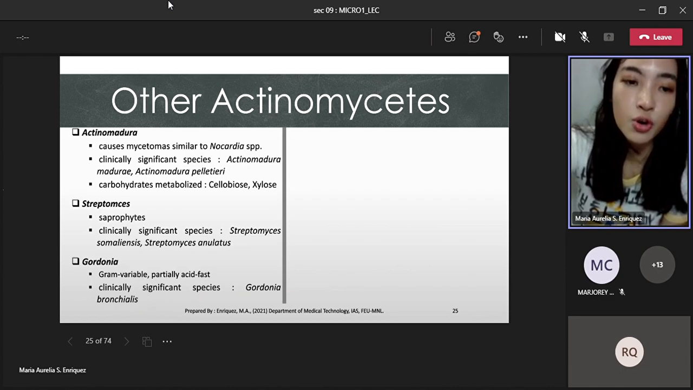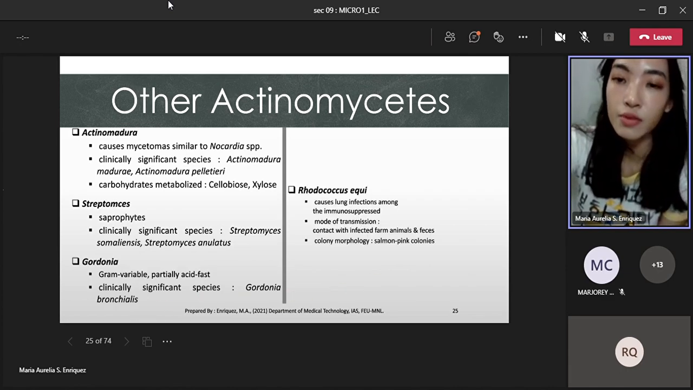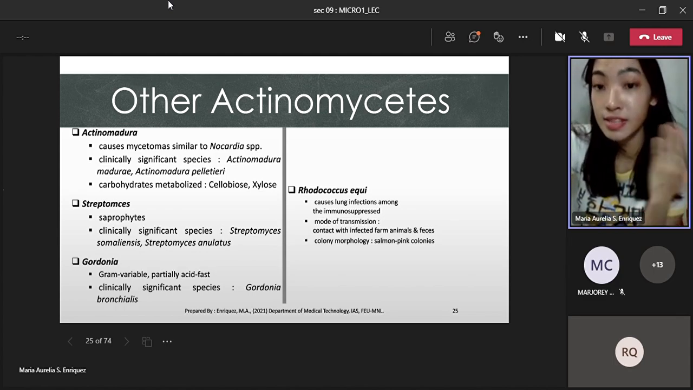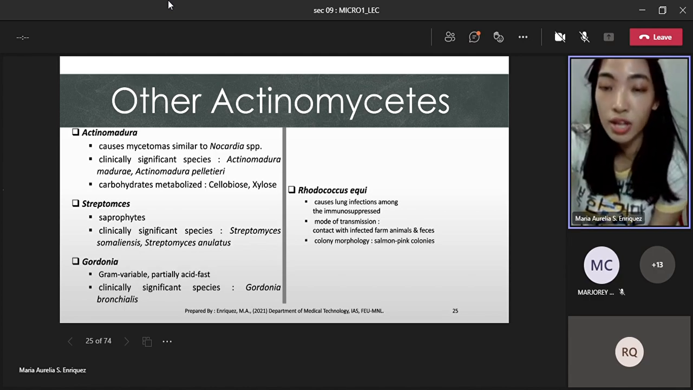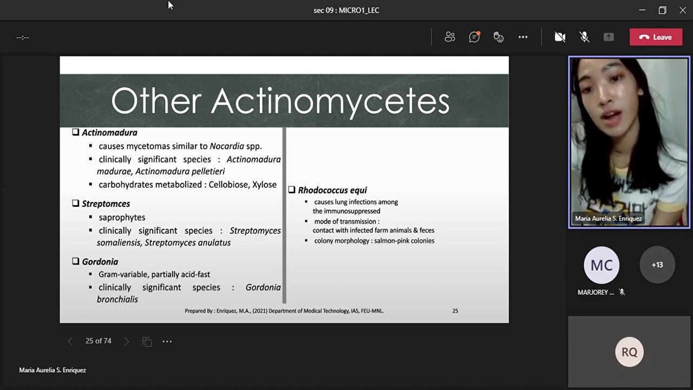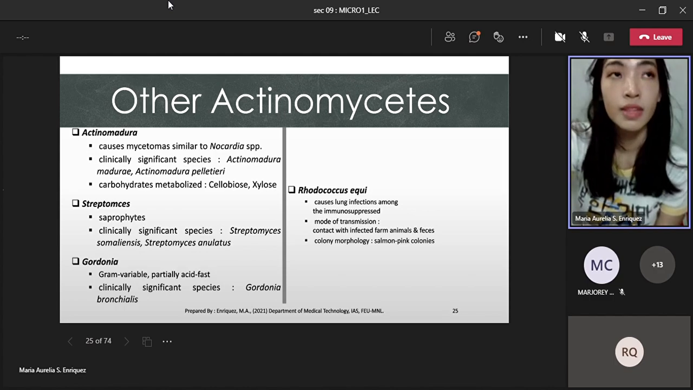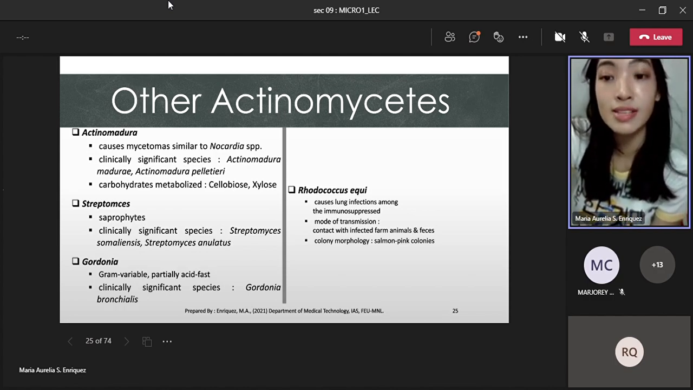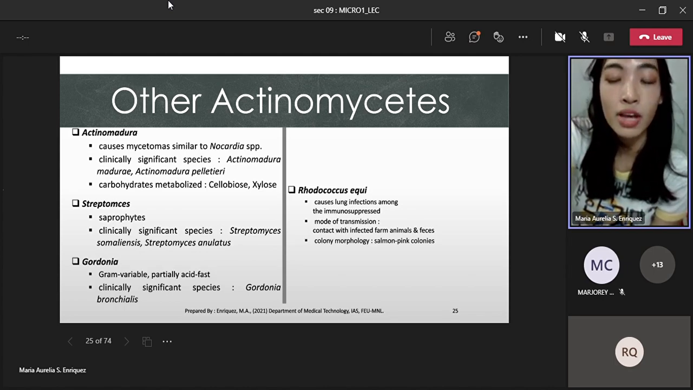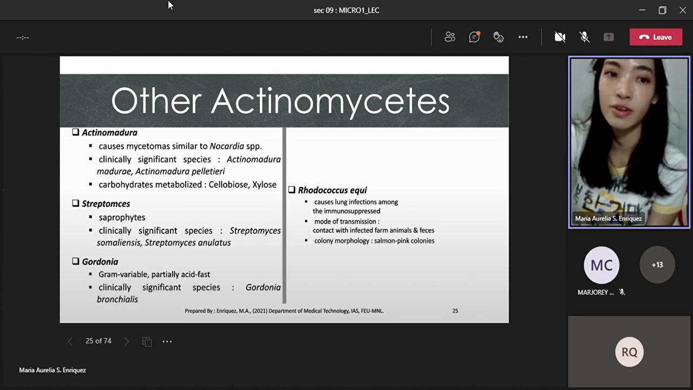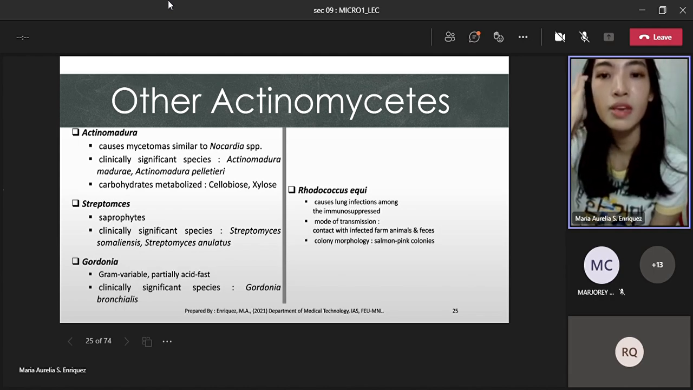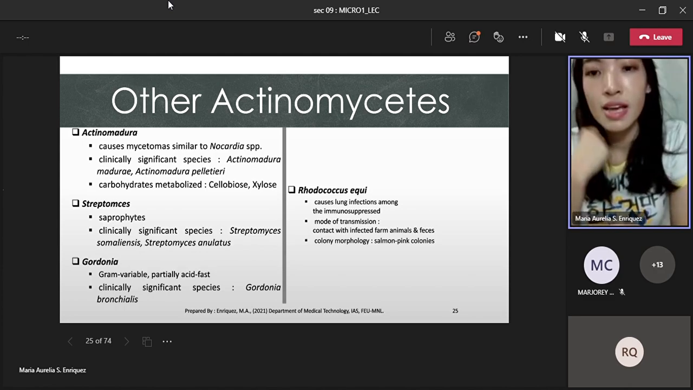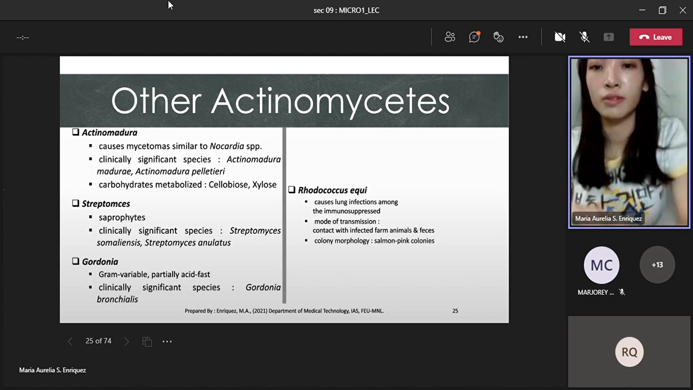Next is Rhodococcus equi. So Rhodococcus equi, this is the most common human isolate in the said genus, and this is found in the soil and can cause respiratory tract infections in animals. Now, human infections are quite rare, although there is an increased incidence among immunosuppressed patients. So again, this is an opportunistic pathogen. Contact with farm animals and their infected feces is an important risk factor.